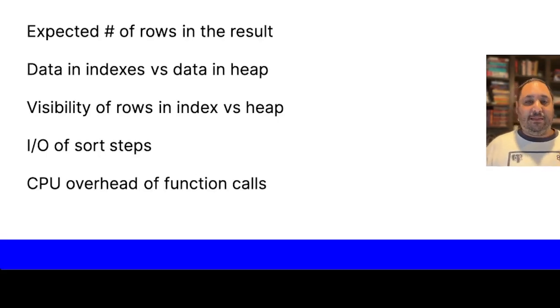All right, and that's the thing. It is complicated work that Postgres is doing. That's why we have Postgres do it. It has to calculate things like the number of rows in the result, where the data is, whether it's in the index or the heap, and the visibility of those rows in the index. It has to calculate the I/O of sort steps, like the likelihood of doing a merge versus writing to disk. There's CPU overhead in function calls. The more often it has to call a function, the more that is a factor it has to deal with in its cost estimation.